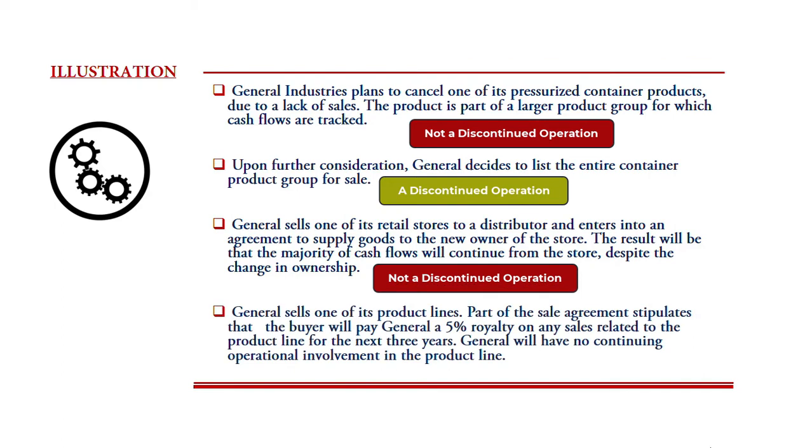Lastly, General sells one of its product lines. Part of the sale agreement stipulates that the buyer will pay General a 5% royalty on any sales related to the product line for the next 3 years. General will have no continuing operational involvement in the product line. So as seen, General will have no significant continuing involvement and the resulting cash flows are indirect. So the product line should be disclosed as a discontinued operation.